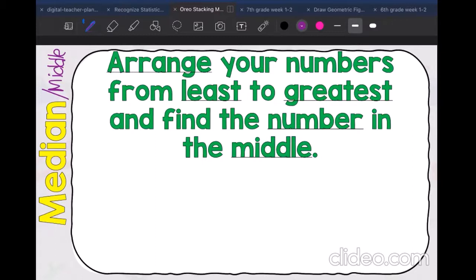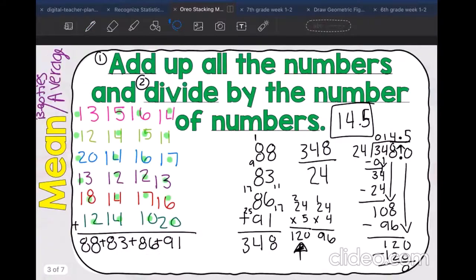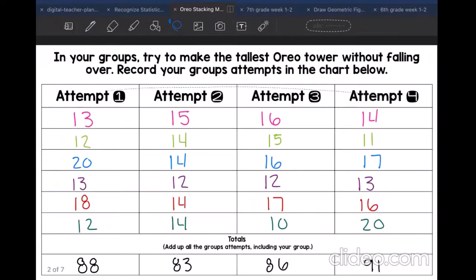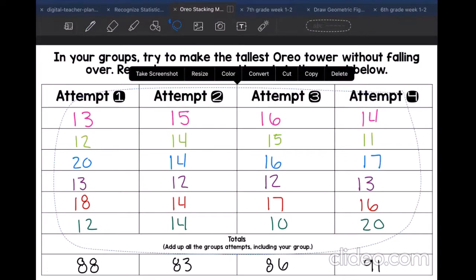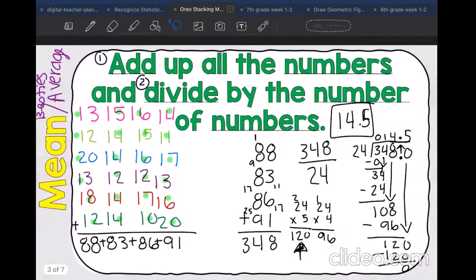All right, so let's figure it out. Okay, let's go back to our last slide. Let's take all of our numbers and let's line them up. Let's put them in order from least to greatest.